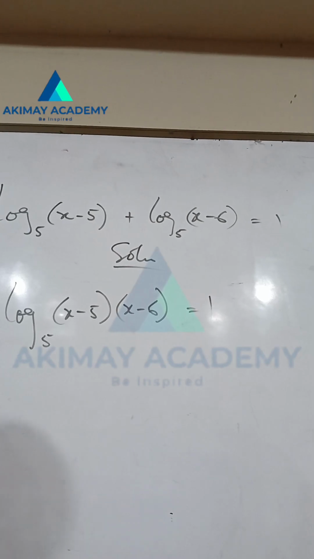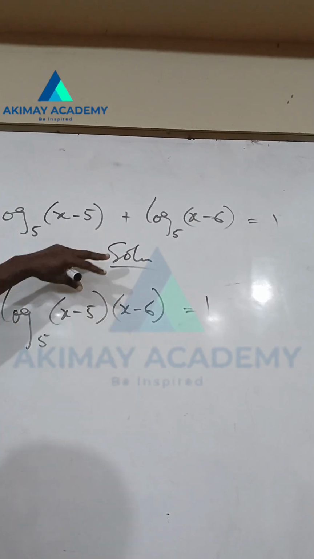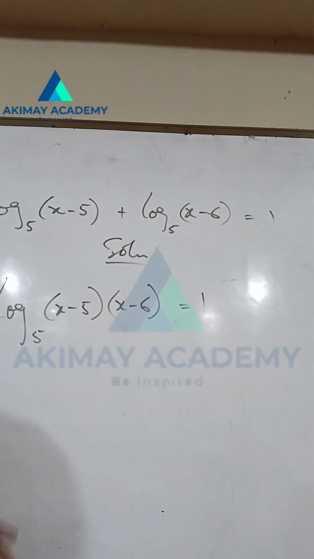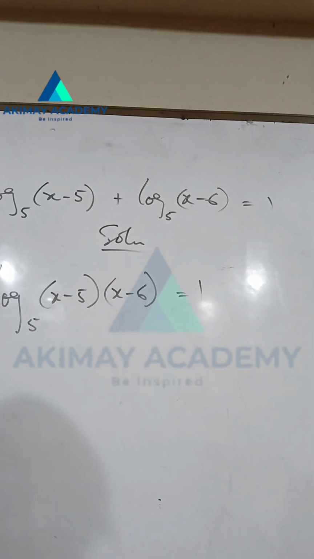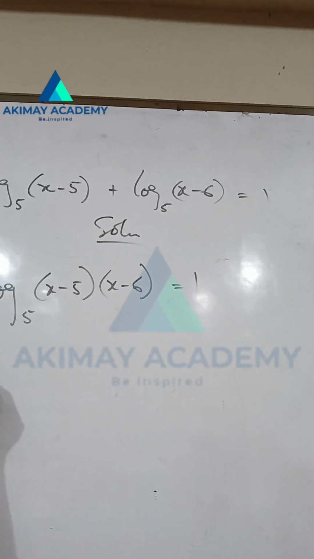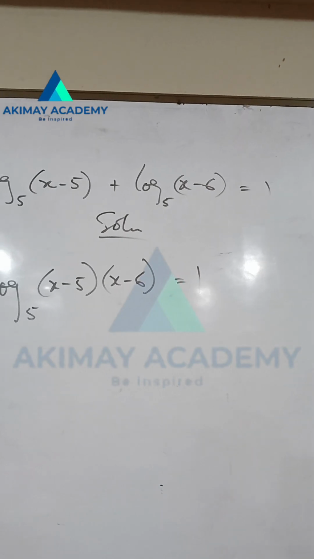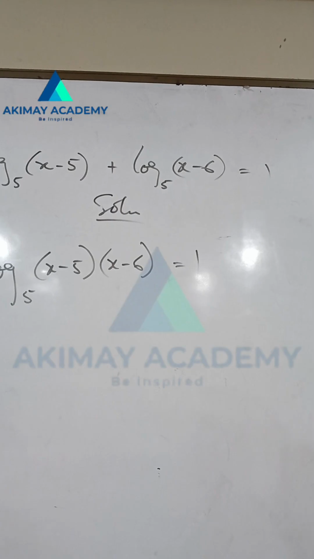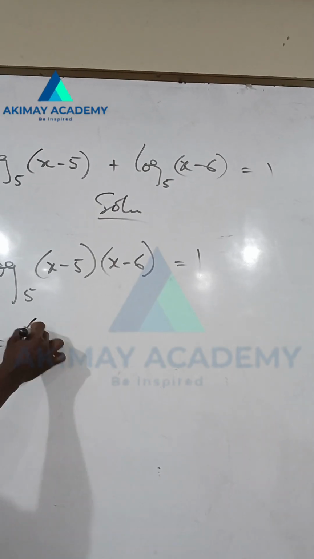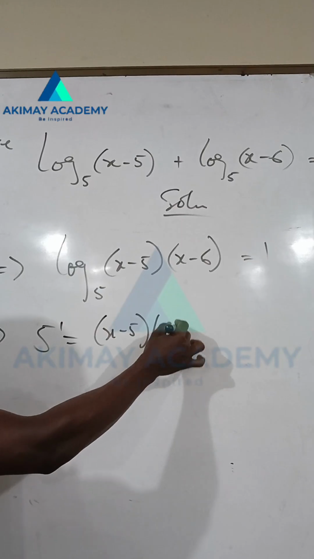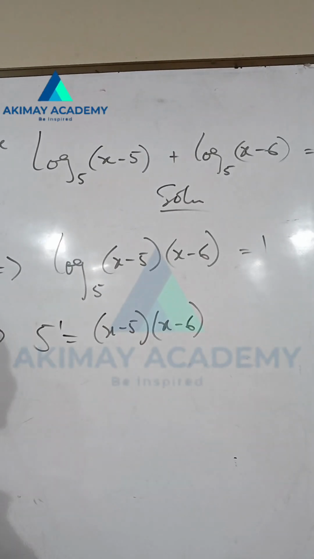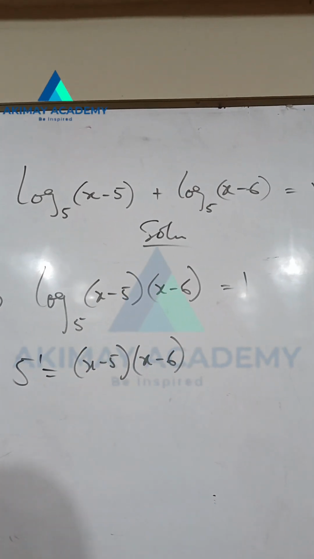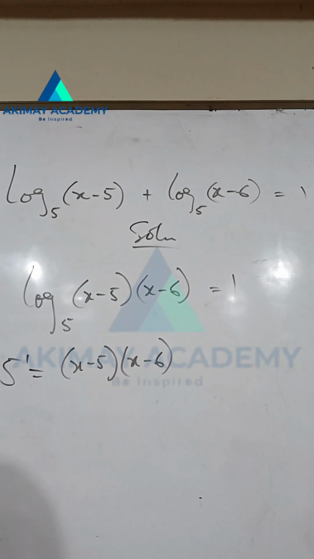Good. So over here, you can see we have log of this to base 5 equal to 1. So we can convert this to indices. In this case, our base is 5 and our exponent is 1. Then we have an answer of x minus 5 times x minus 6, so 5 to the power 1 equals this. This has been reduced to a quadratic.